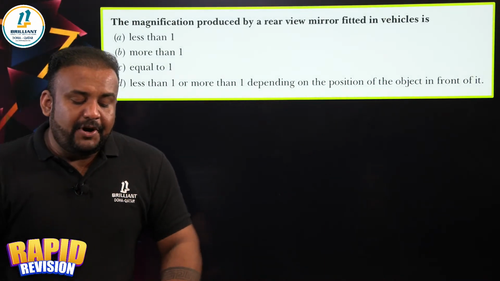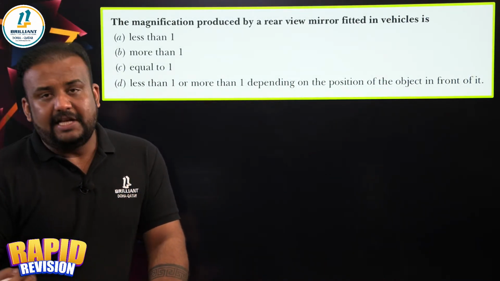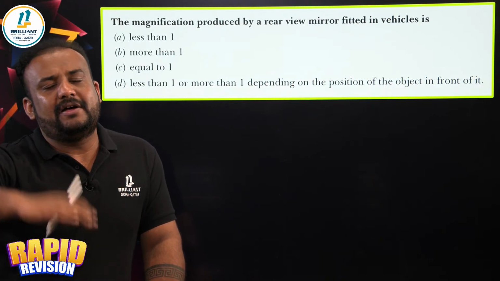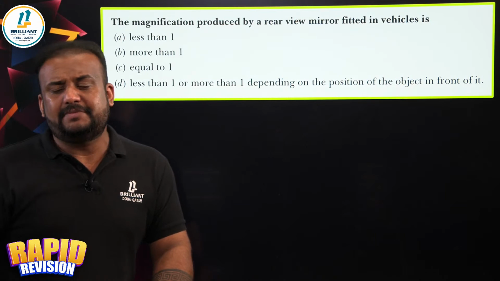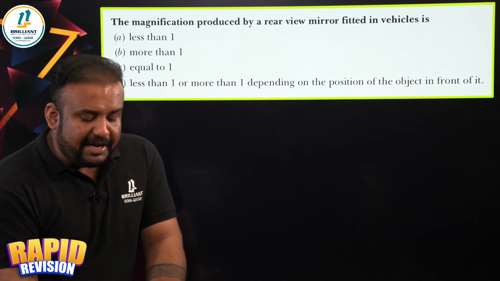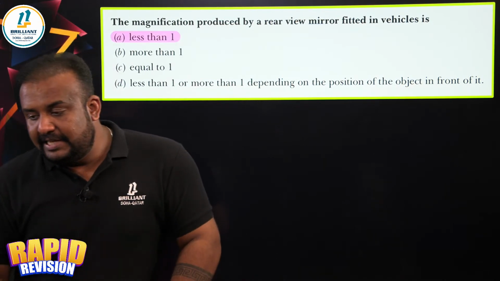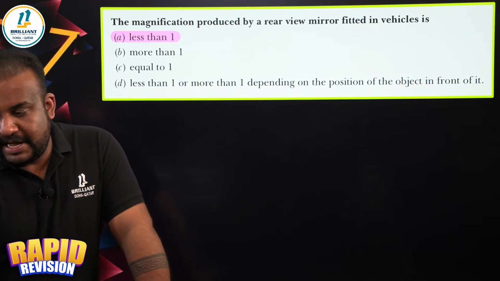The magnification produced by a rear view mirror fitted in the vehicle is, what mirror are we using in rear view mirrors? It's convex mirror. Convex mirror always forms a diminished image. Diminished image means it will be smaller, right? So what will be the magnification? It will be always less than 1.